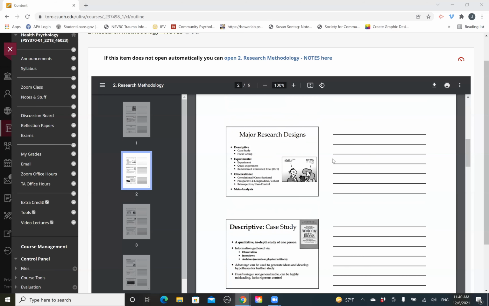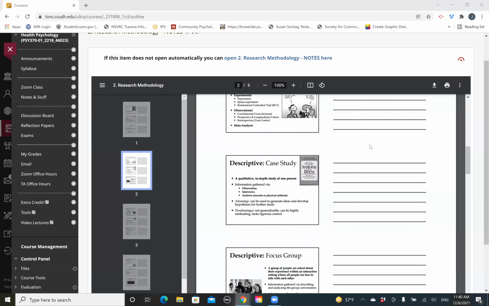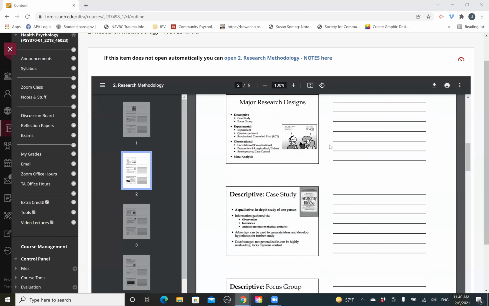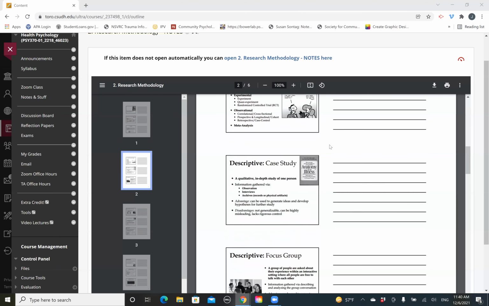We'll go through, and again, you guys stop me if you have any questions, but this is all pretty straightforward. So for descriptive research designs, you have case study. A case study is a qualitative, in-depth study of one person. The information is gathered via observation, interviews, archives. The advantage is it can be used to generate ideas and develop hypotheses for further study. The disadvantage is that it's not generalizable.